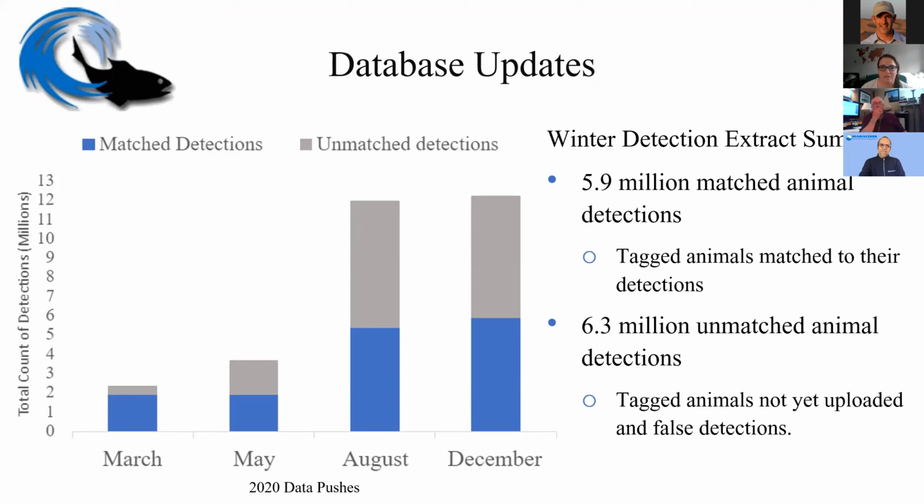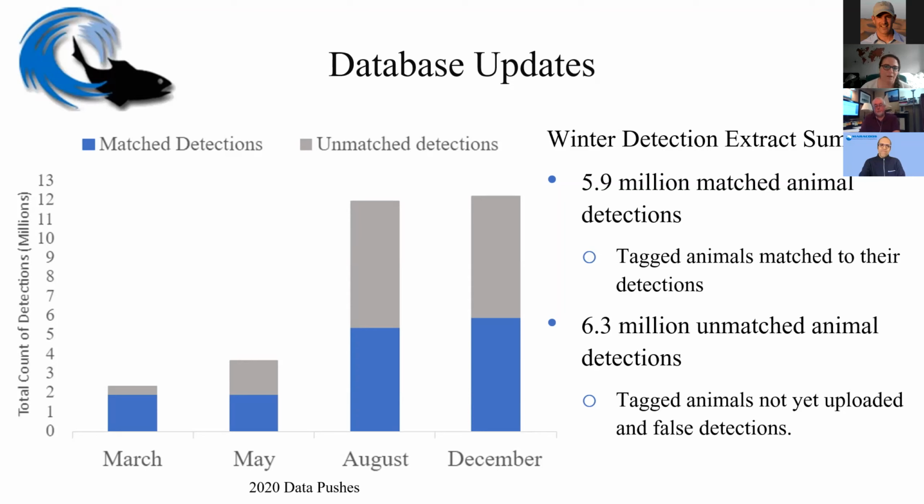These are the numbers as of the winter push, because I do not have the ones for the current one since it's not finished yet. As of the last data push in the winter, we had 5.9 million matched animals detected. That is tagged animals that matched up with detections on receivers. And then we had 6.3 million unmatched animals detected.